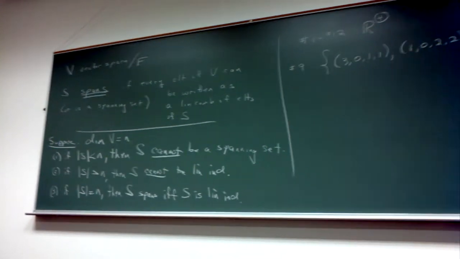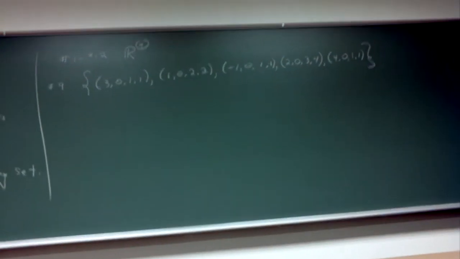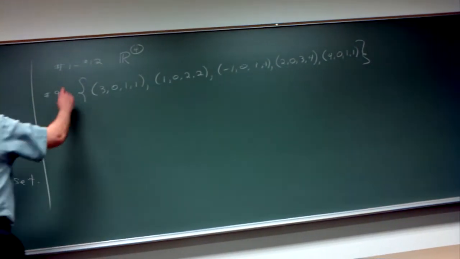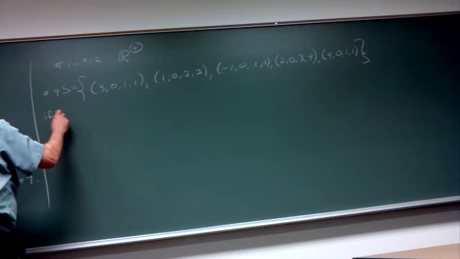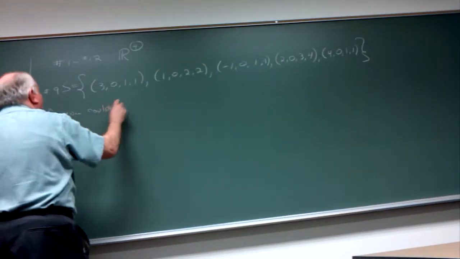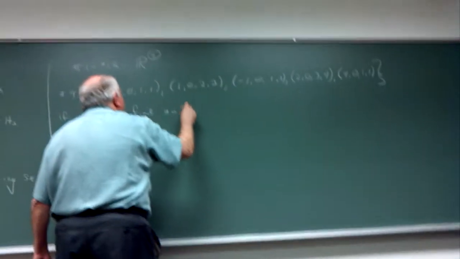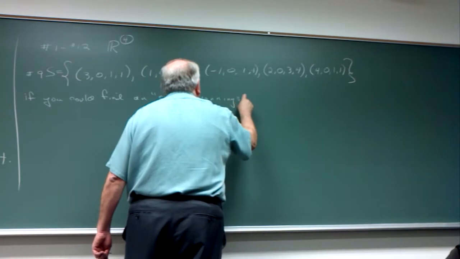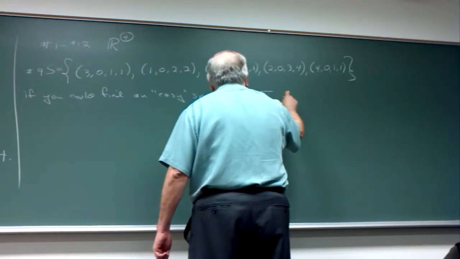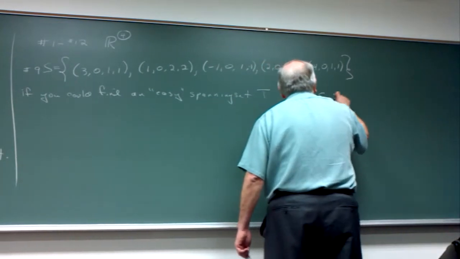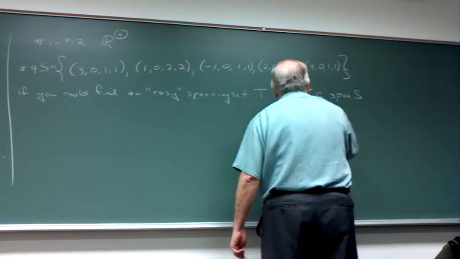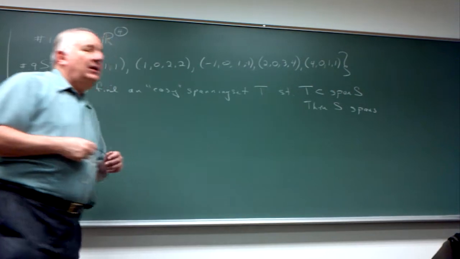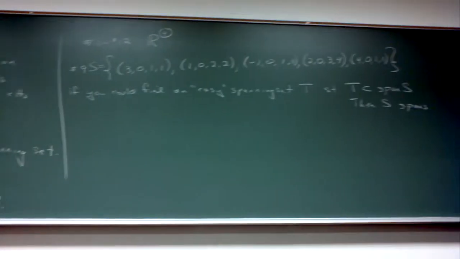Now, one thing that we had is, if there was a simple spanning set, so let's call this set S. If you could find an easy spanning set, let's say T, such that T is contained in the span of S, then S spans. So, in other words, for S to be a span, and I'll say why this is a useful observation.